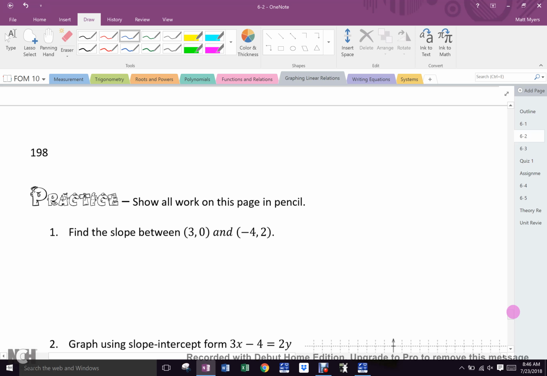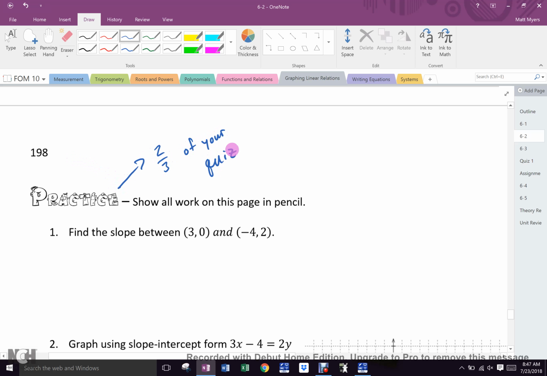If you feel comfortable with page 196, you will look forward and see that page 198 says practice, and there's no answers with it, right? This page 198 is about 2/3 of your quiz.